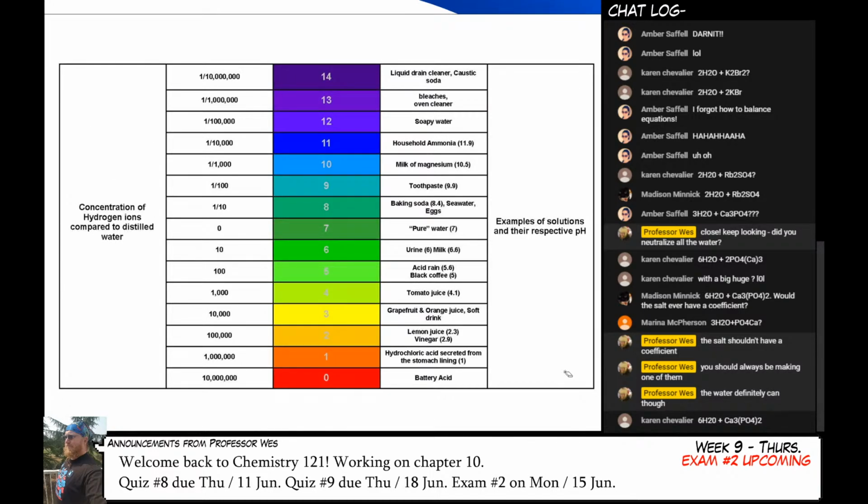On the screen now is a chart that shows the pH of various things, although there is a typo on this chart, and I don't know how they didn't notice this. This should be a 1. You can't have 0 times something.